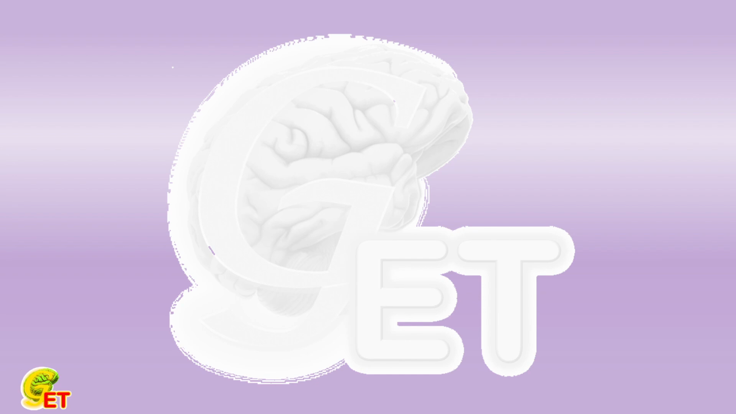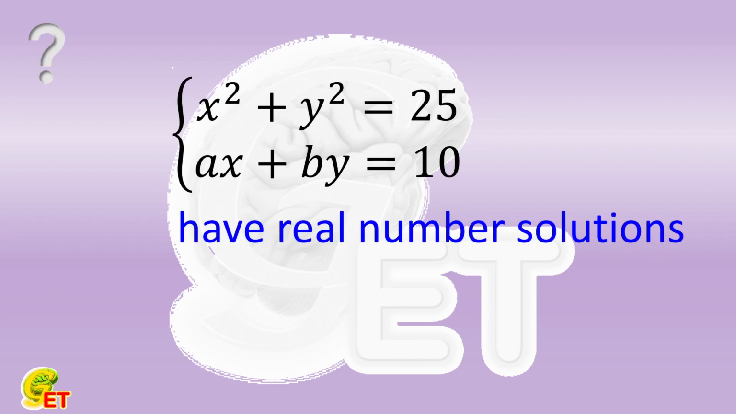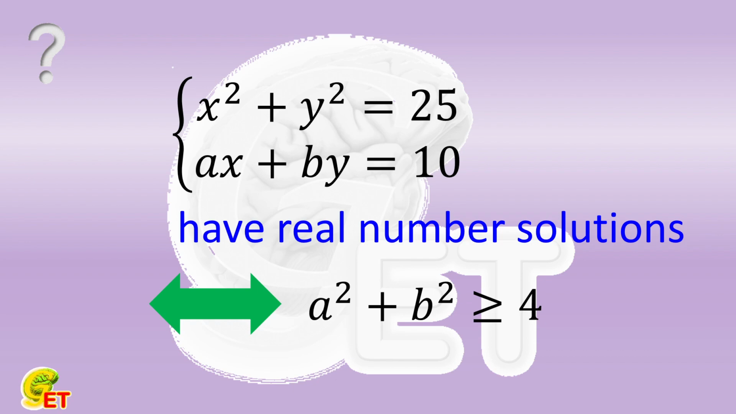Today we will prove the necessary and sufficient condition for these equations in x and y to have real number solutions is the square of a plus the square of b is not smaller than 4. Why not give a try, and we will come back soon. We will discuss two ways.